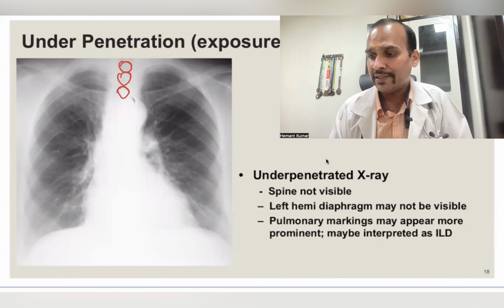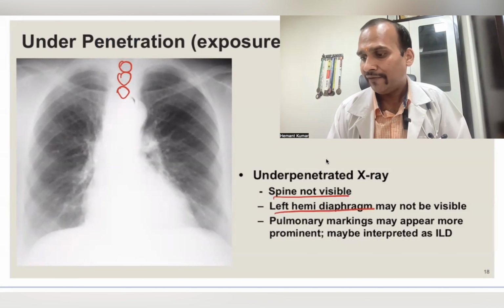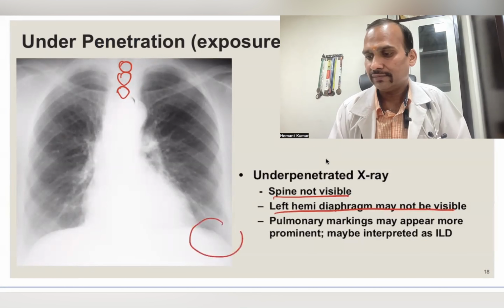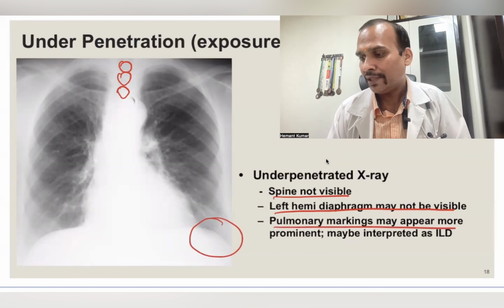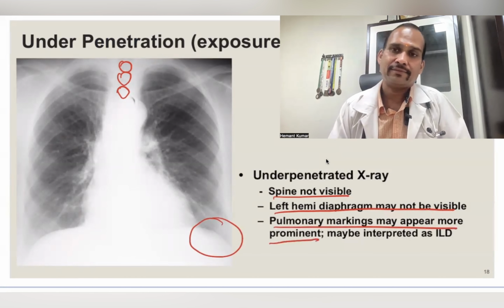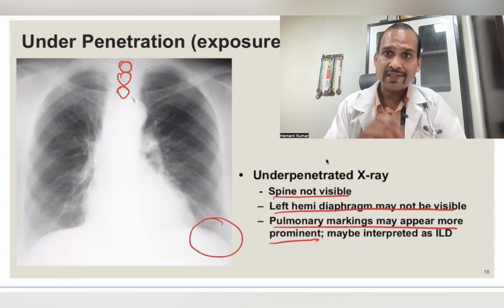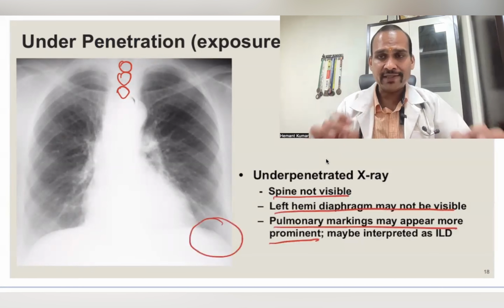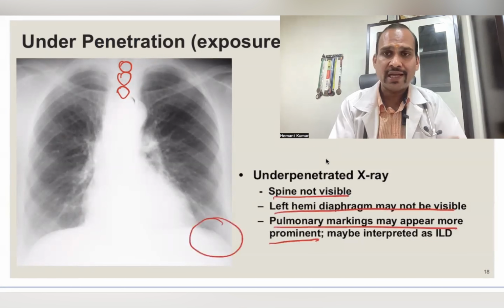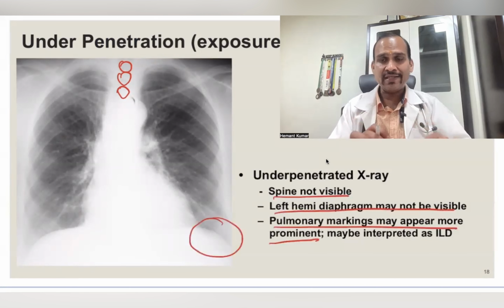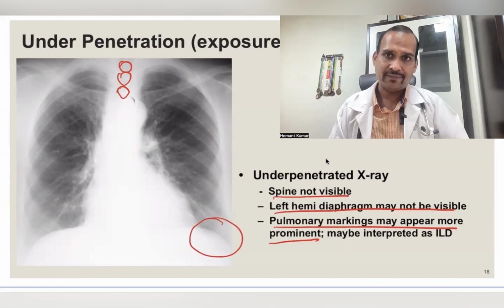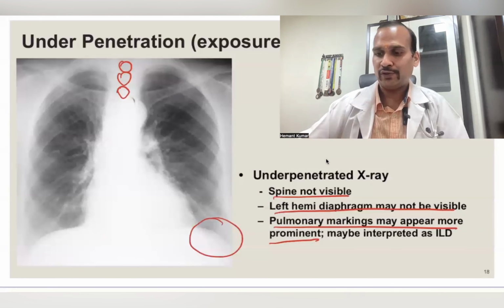What is the disadvantage? Spine not visible. The left hemidiaphragm may not be visible. Prominent markings may appear more prominent because this is an underexposed film. It means there is less black, more whitish. If we see more whitish, we can wrongly diagnose ILD or increased vascular markings. So this is an underexposed film.